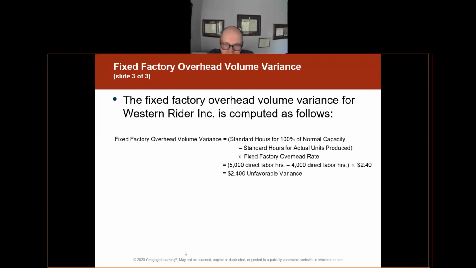Okay, so looking at our example, the standard hours at 100% capacity is 5,000 direct labor hours. I budgeted 4,000 direct labor hours. So 5,000 minus 4,000, that's 1,000, times my fixed factory overhead rate of $2.40. So 1,000 times $2.40 is 2,400. This is an unfavorable variance, because, of course, it's over the standard.